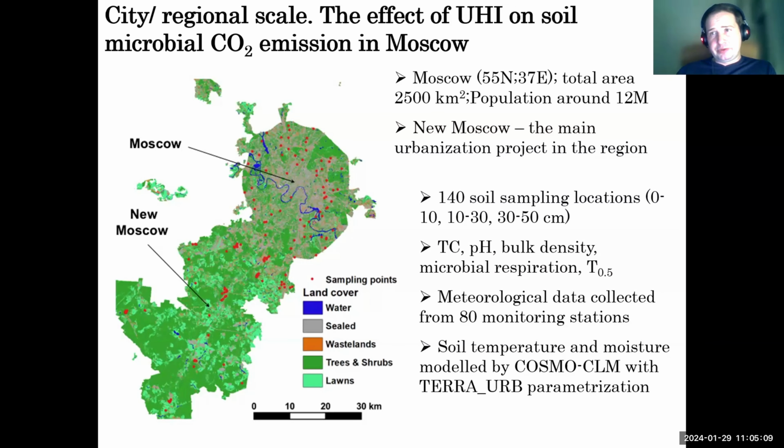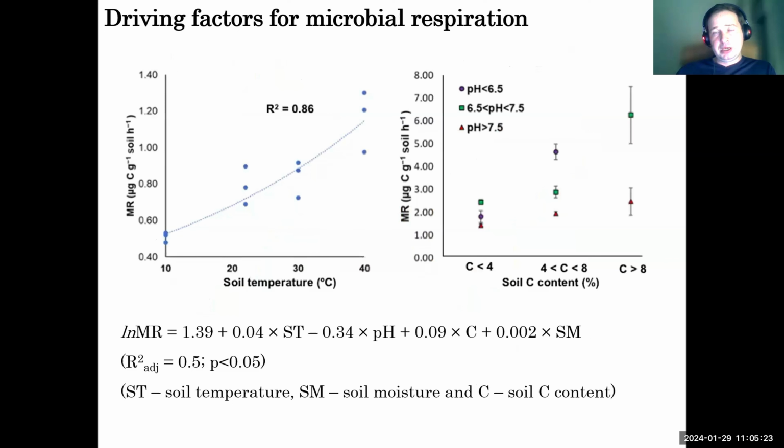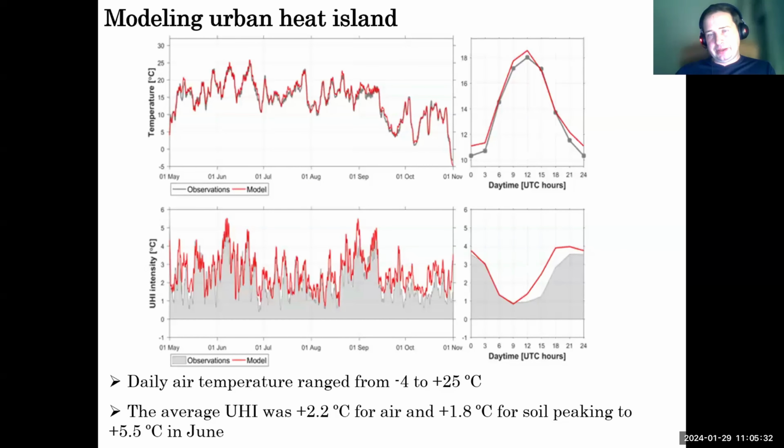Well, this is the approach we took for Moscow, where we tried to link the urban heat island to soil organic carbon and soil respiration. I will probably skip some details, but we made a map of soil organic carbon, then ran an experiment on how soil respiration depends on organic matter and temperature, came up with a regression model, and then used the regression model together with the mesoclimatic model.